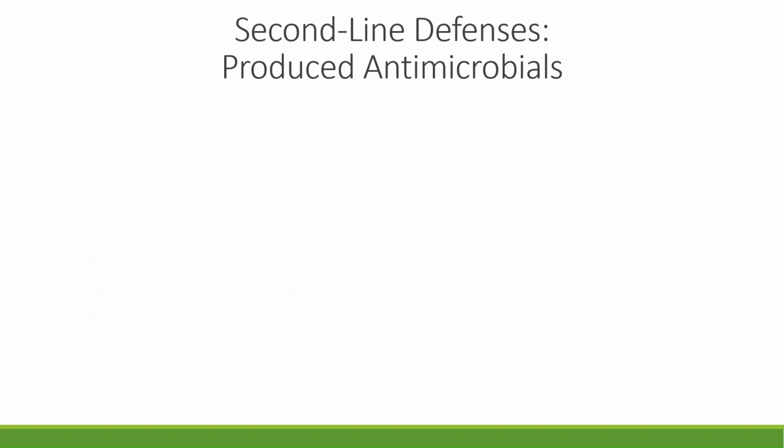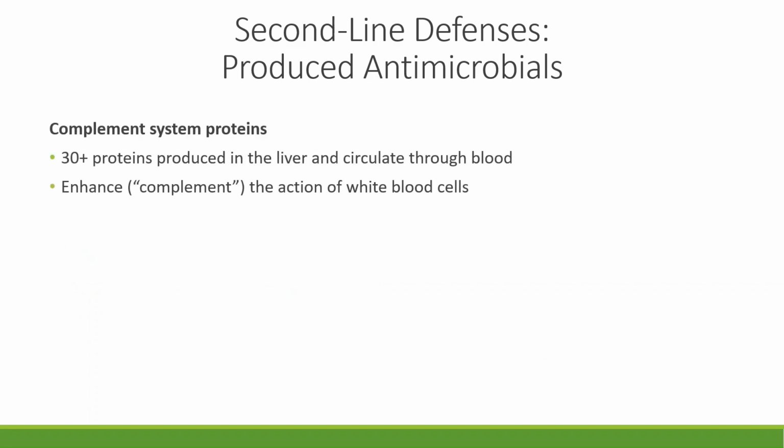The body produces antimicrobial substances as well to help fight infections. These include the complement system proteins, which is a group of more than 30 proteins. They're made in the liver and they circulate in the body, and they help to enhance the action of white blood cells. These complement proteins help to trigger inflammation in certain areas, as well as fever, and recruit immune components of the immune system to a particular region.